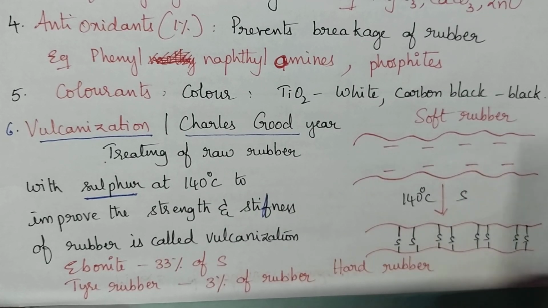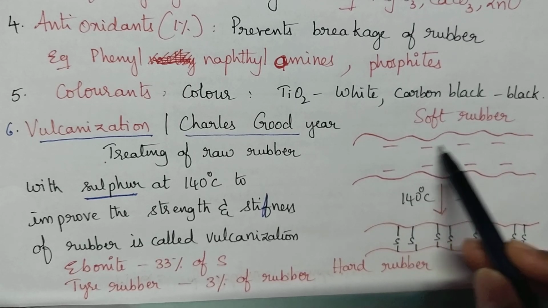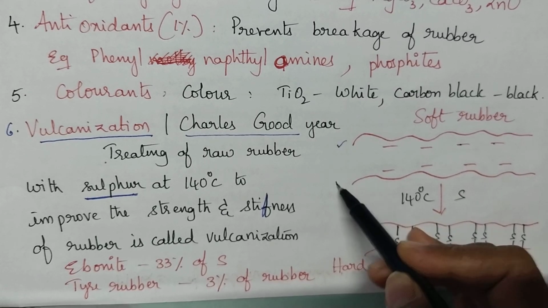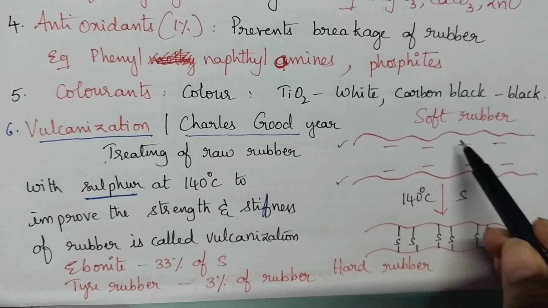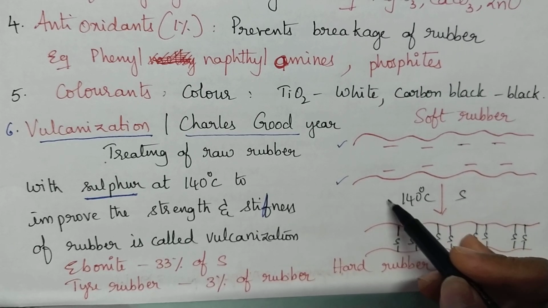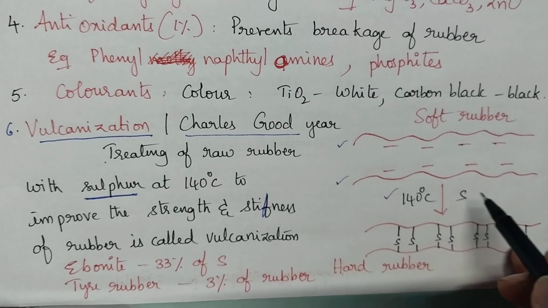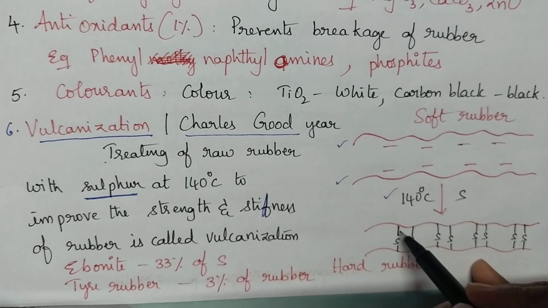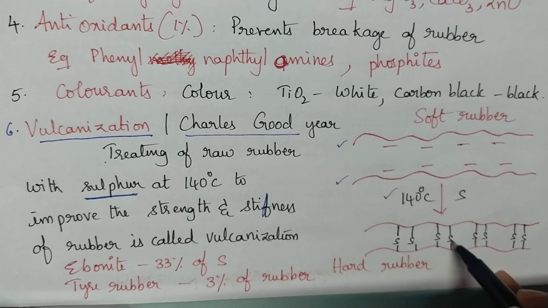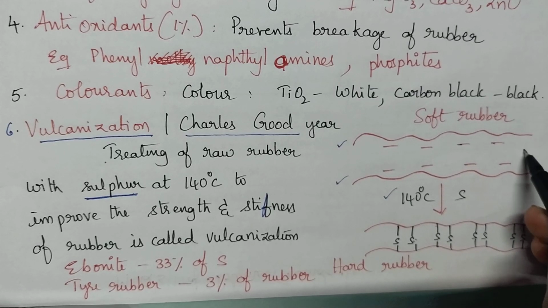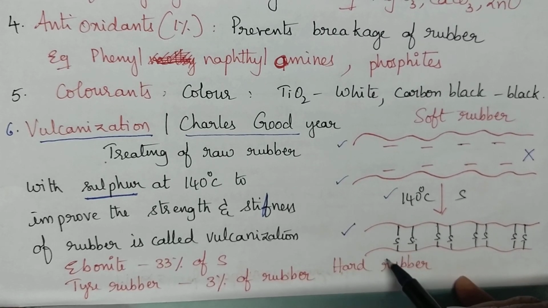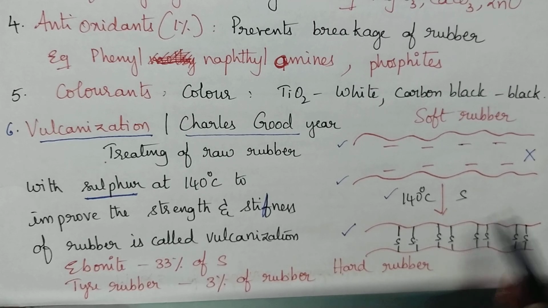So generally the rubber molecule consists of double bonds in their structure. Let us consider two rubber molecules. Whenever the raw rubber is treated with sulfur at 140 degrees centigrade, sulfur is added at the double bond position. So at the double bond position, during vulcanization, what happens? Sulfur will be added. With the result, the flexibility of the raw rubber will be prevented. That means vulcanization imparts strength and stiffness.